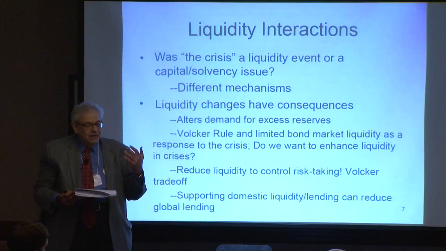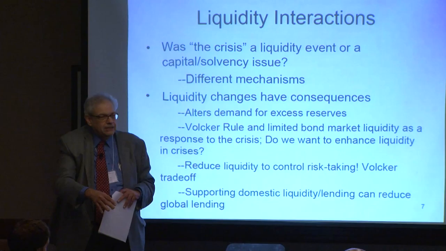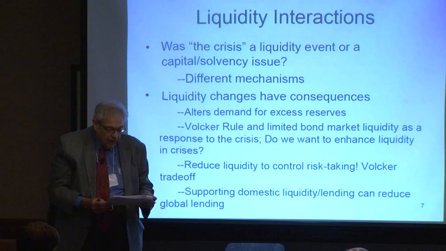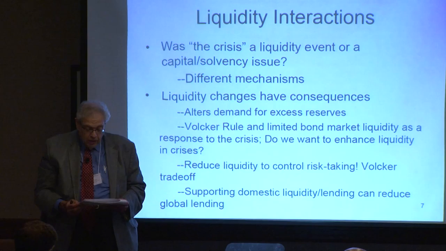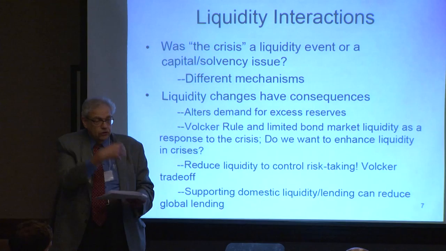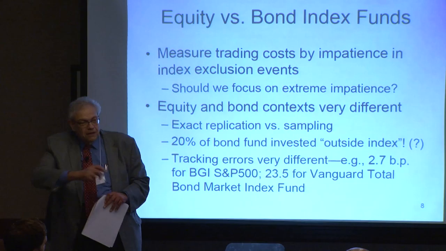So on the one hand, we want to have the right ex ante incentives. Maybe Volcker helps encourage that, although I don't have a particular point of view about Volcker either way. But there are trade-offs between ex ante and ex post. Potentially, we want to enhance liquidity in the crisis, and that's important. What Volcker does is it potentially reduces liquidity to help control risk taking. So that's some general framing comments, and comments about the first paper.